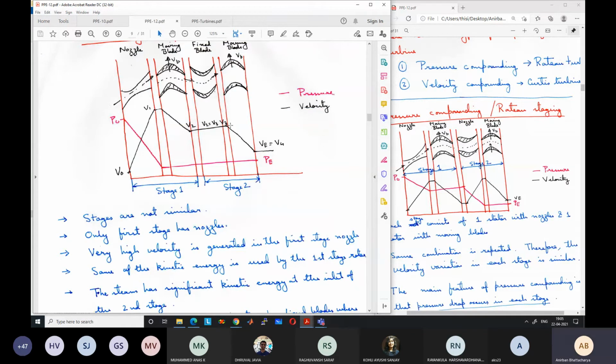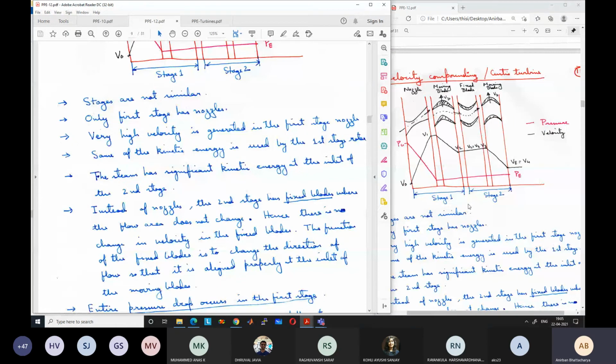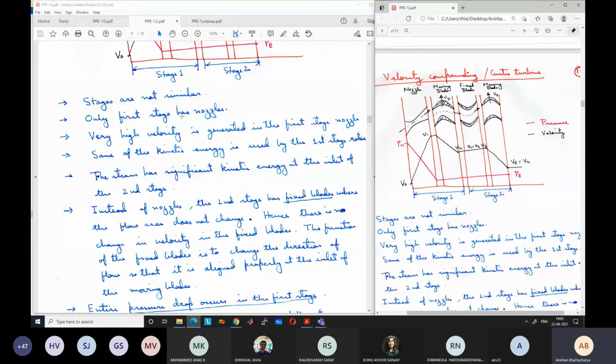So to summarize what I have discussed, let us keep this open for reference. Stages are not similar. Only the first stage has nozzles. Very high velocity is generated in the first stage nozzle. Some of the kinetic energy is used by the first stage rotor. The steam still has significant kinetic energy at the inlet of the second stage.